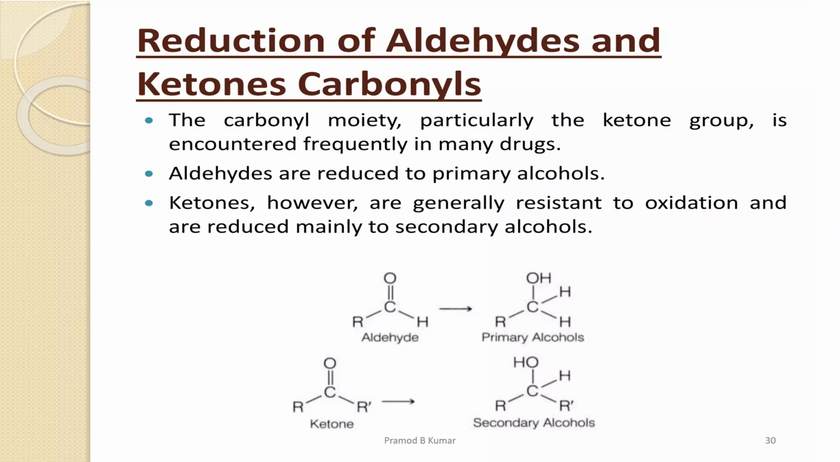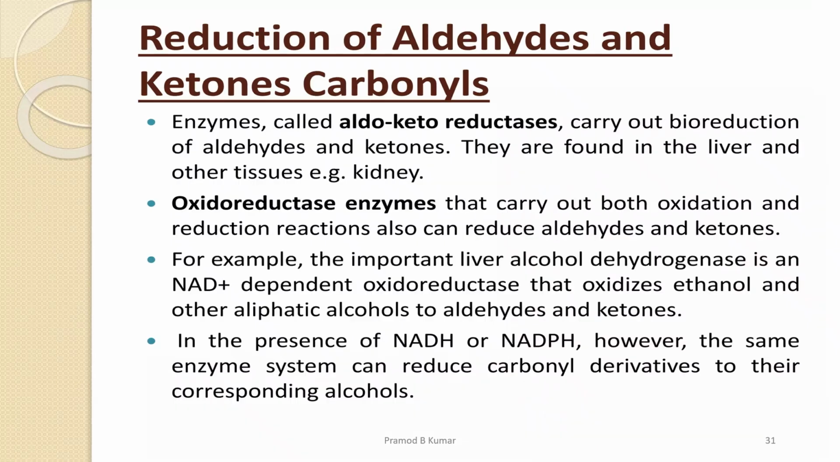So reduction of aldehydes and ketones to carbonyl. Aldehyde gets converted into primary, ketones get converted into secondary alcohols. So mostly the enzyme aldo-keto reductase is involved in the reduction of aldehyde and ketone. So aldo-keto reductase carries out the bio-reductions of aldehydes and they are found in liver and other tissues like kidney.